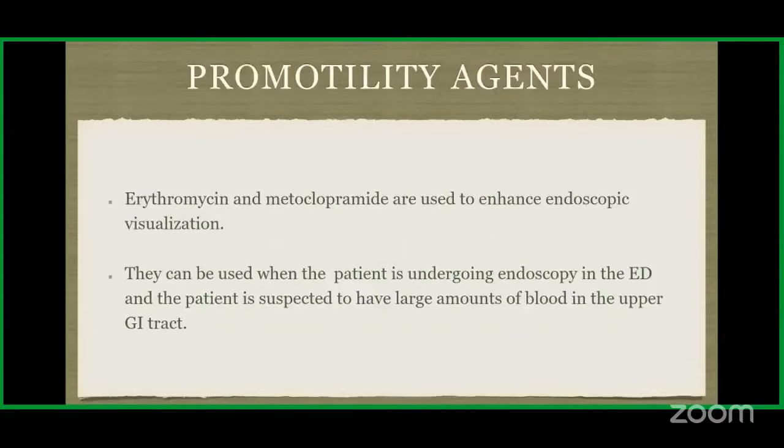Pro-motility agents like erythromycin and metoclopramide are also used to enhance the endoscopic visualization. That is, especially if we are suspecting that the GI tract is filled with blood. It helps to clear the lumen, so the lesions can be visualized much more clearly.